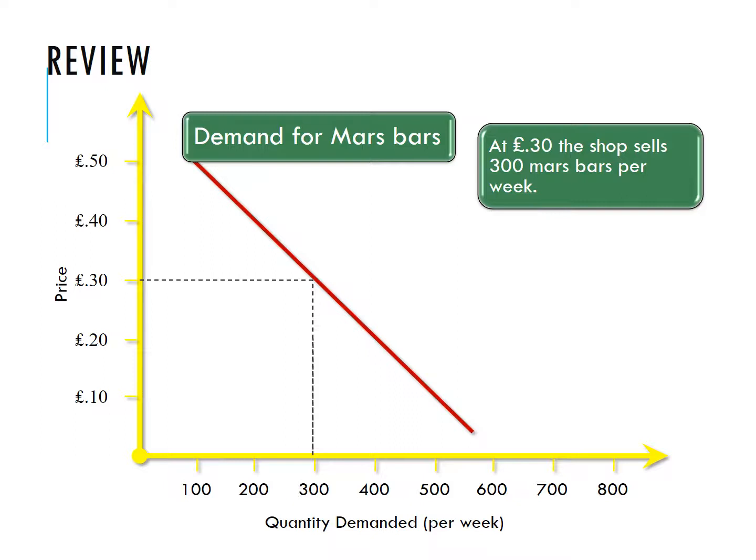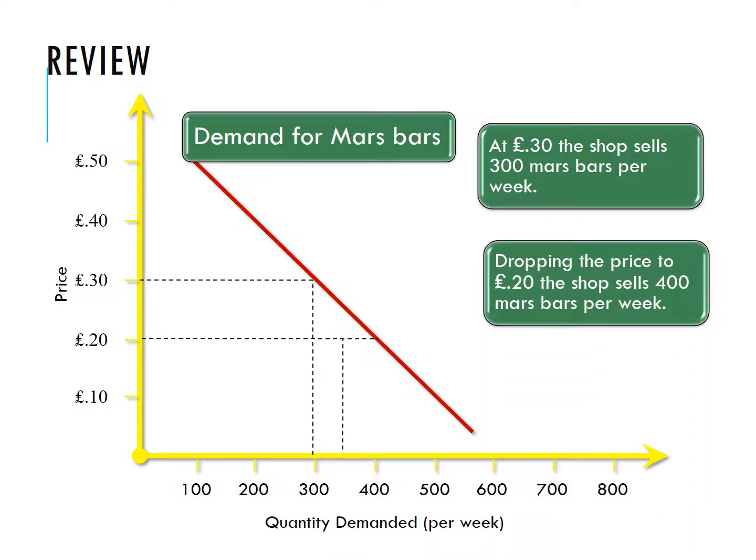So let's start off with a quick review of what a demand curve is. A demand curve shows the relationship between price and how many units would be demanded, i.e. the quantity that people would want to buy. So here, if the price of a Mars bar is 30p, then people would want to buy 300. Now looking at this demand curve, we can also see that if the price was to fall to 20 pence, there would be an increase in demand to 400 Mars bars.